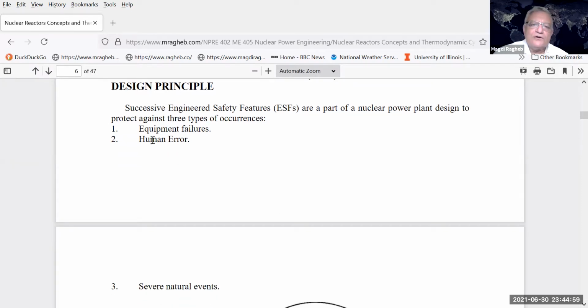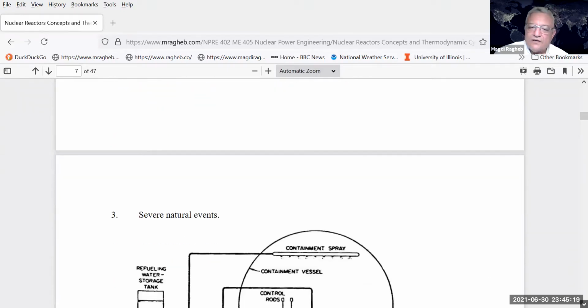It could be caused by human error. The Three Mile Island accident was primarily caused, and Chernobyl, in fact, were caused by human error, but it could also be equipment failures. That was the case of Fukushima as a result of the earthquake and the tsunami. And in that case, of course, Fukushima also qualifies as a natural event.